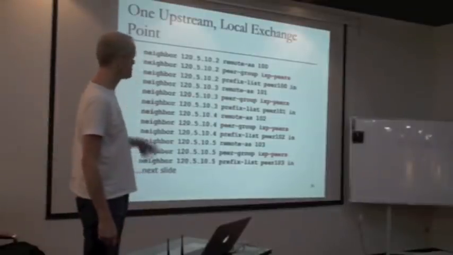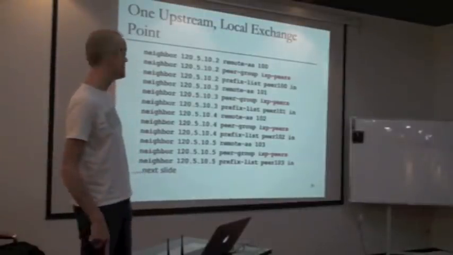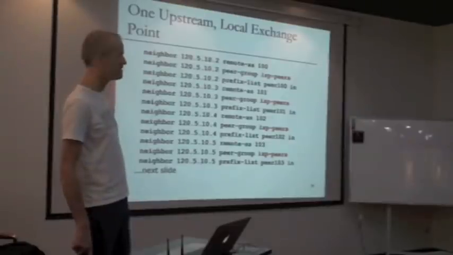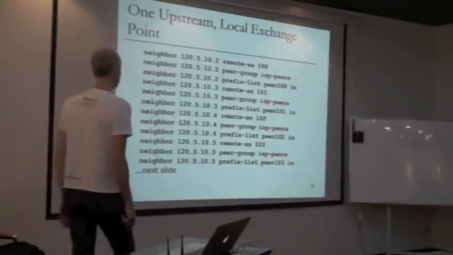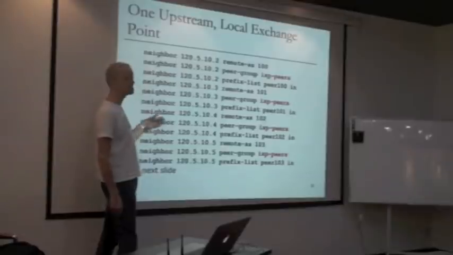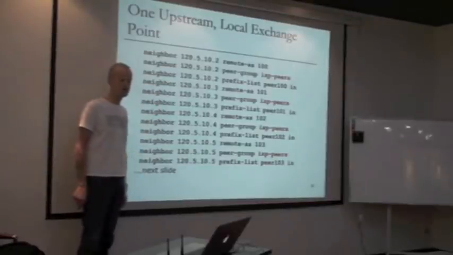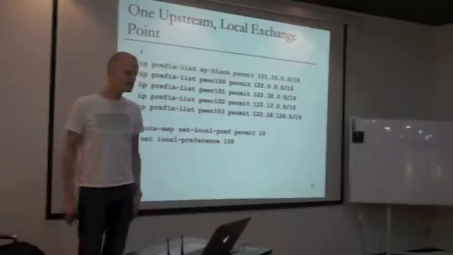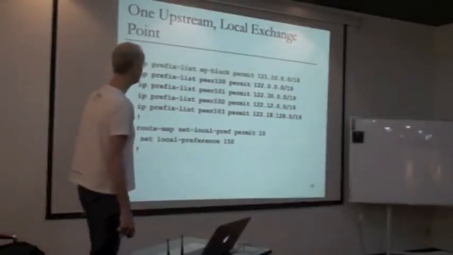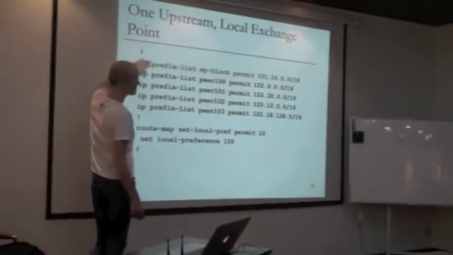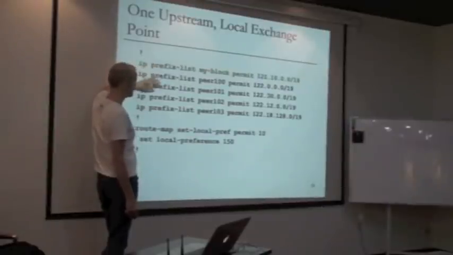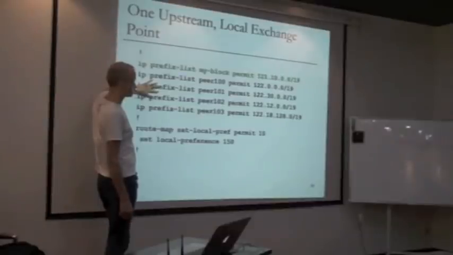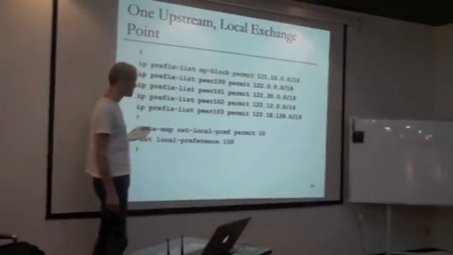This is a very typical configuration you see at an internet exchange point, where you set up BGP to talk to the other ISPs at the exchange. And then the prefix lists, well, the green one, that's my address block that I'm sending out. And here are my 4 peers at the exchange point, the prefixes that I'm accepting inbound. Here's the route map.